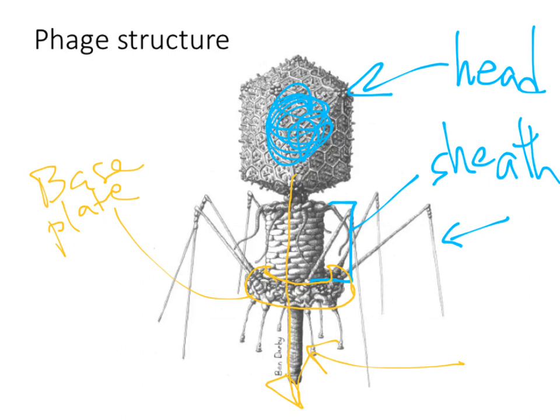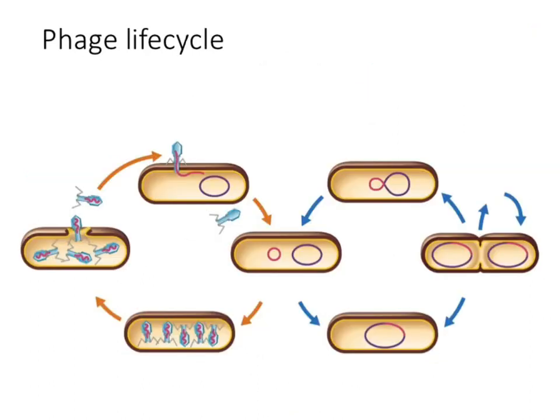Okay. So let's talk about how this relates to the life cycle. Bacteriophage and all viruses basically have 6 or 7 common steps to their life cycle. 1, attachment.